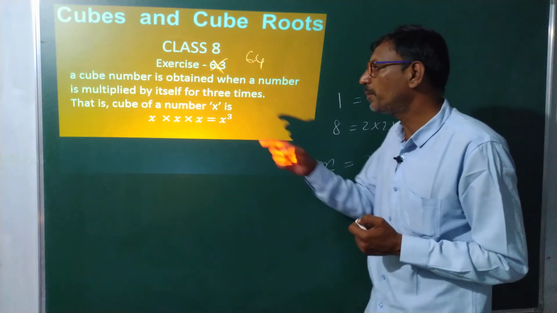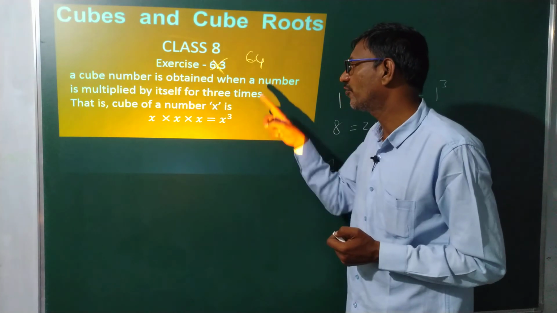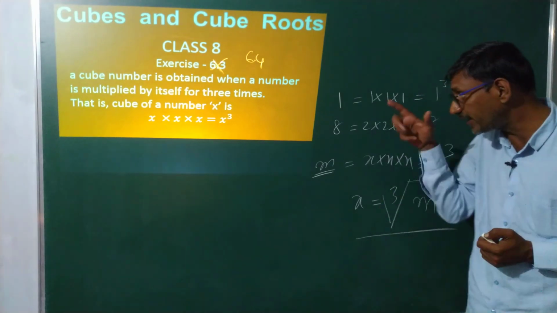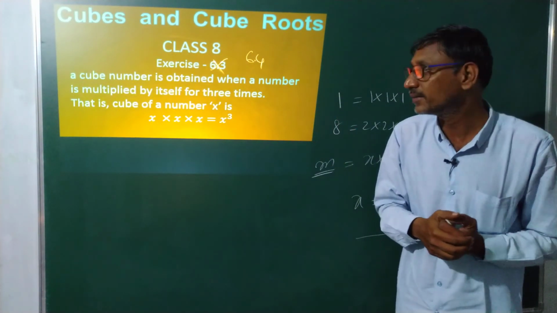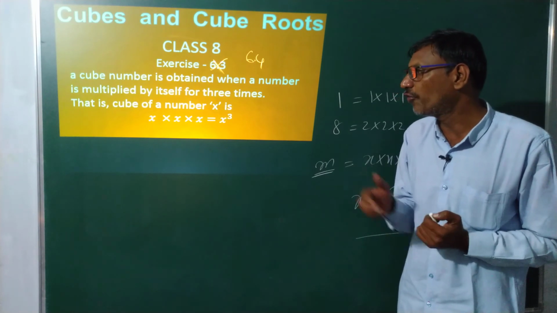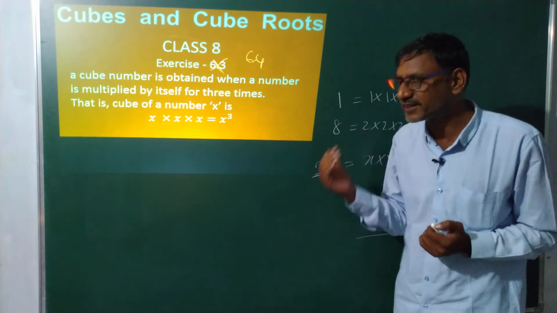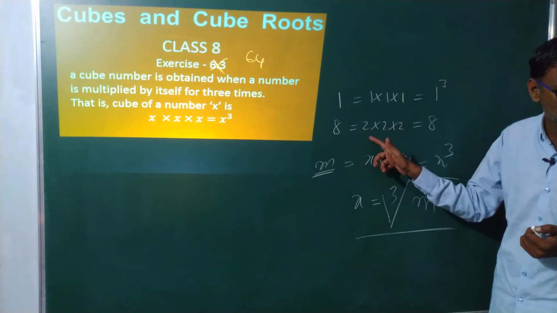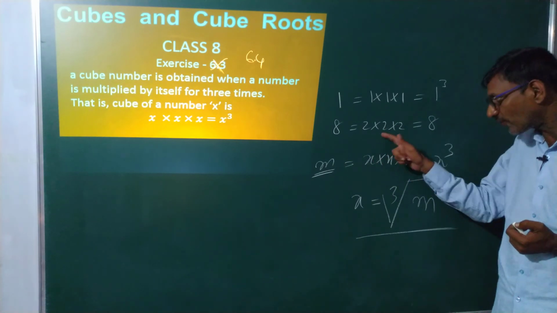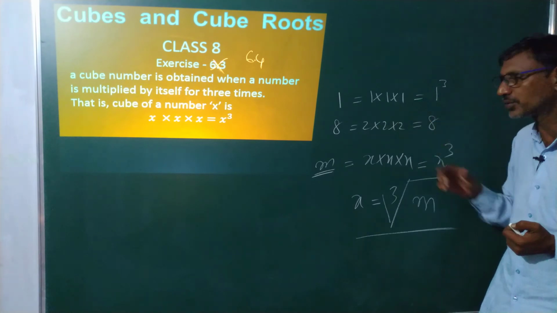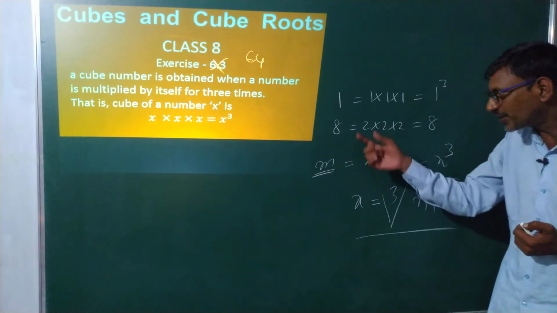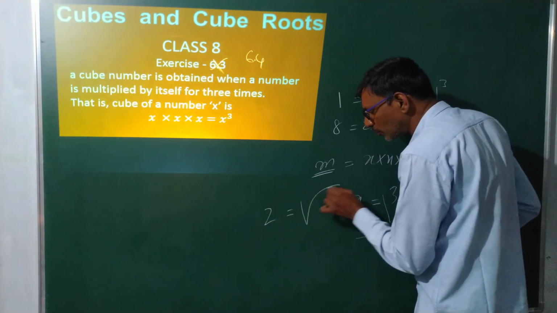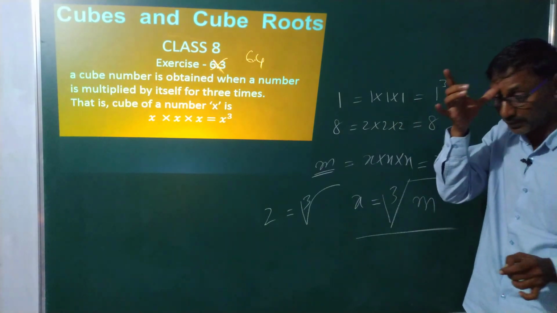See here, a cubic number is obtained when a number is multiplied by itself 3 times, very simple. See here, 2 into 2 into 2. A number is multiplied by itself 3 times. 2 into 2 into 2 is nothing but 8. 8 is a cubic number and 2 is the cube root of 8, this is the symbol.